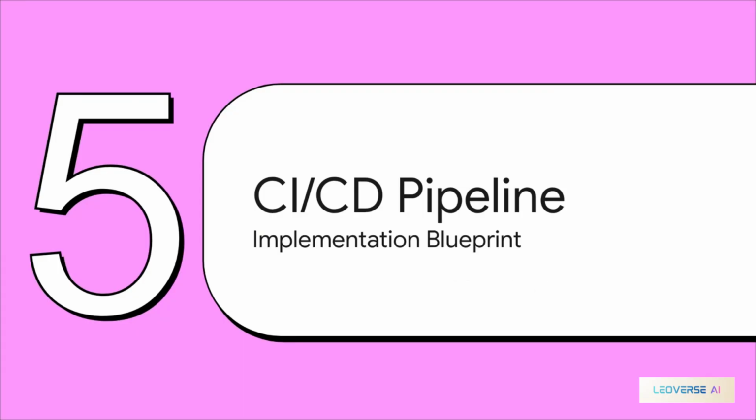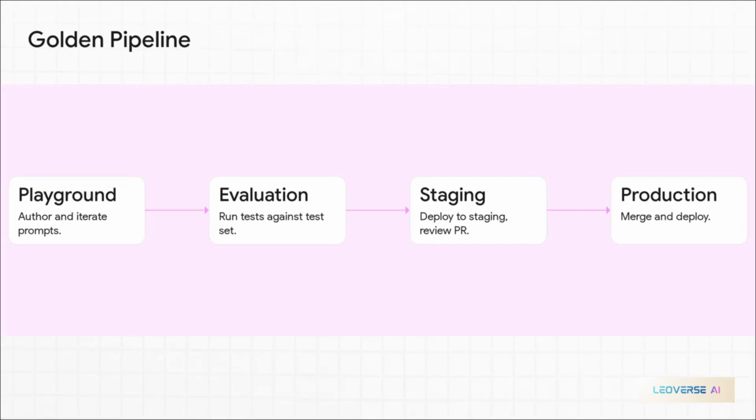And finally, Part 5, building the CI/CD pipeline. Let's pull all these concepts together into a practical implementation blueprint. Here is your golden rule pipeline. Never push a prompt straight to the main branch. Instead, Step 1, author and iterate your prompts in a playground. Step 2, run your automated LLM as a judge evaluation gates against your golden data set. Step 3, deploy to a staging environment and review the pull request. And Step 4, only once it passes all those strict checks do you actually merge and deploy to production.